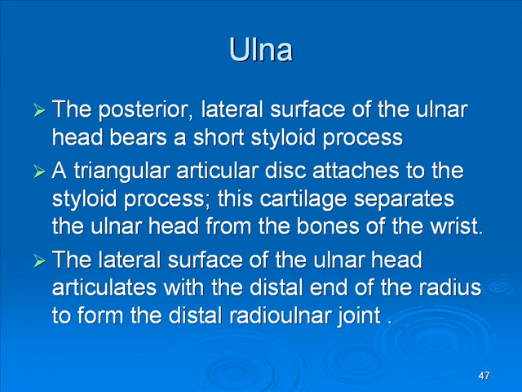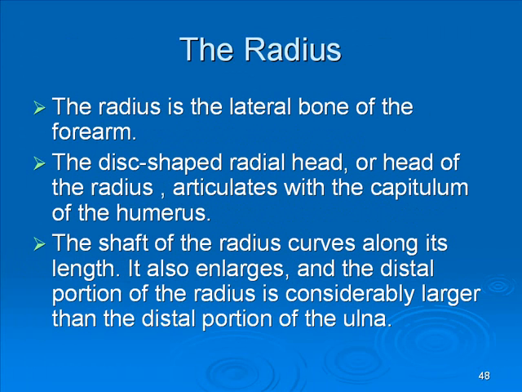The lateral surface of the ulnar head articulates with the distal end of the radius and forms the distal radioulnar joint. The radius is the lateral bone of the forearm. The disc-shaped radial head makes it very identifiable. The head of the radius articulates with the capitulum of the humerus.